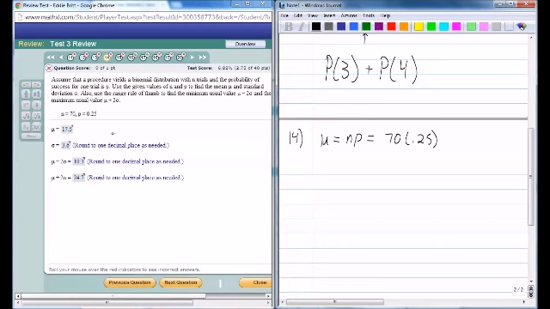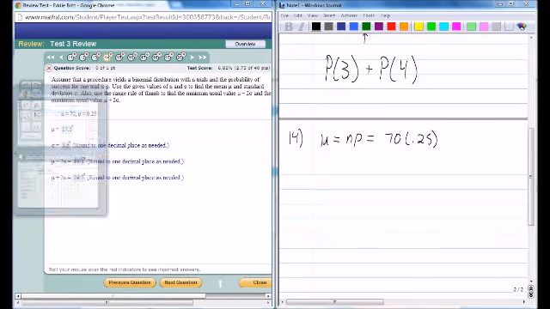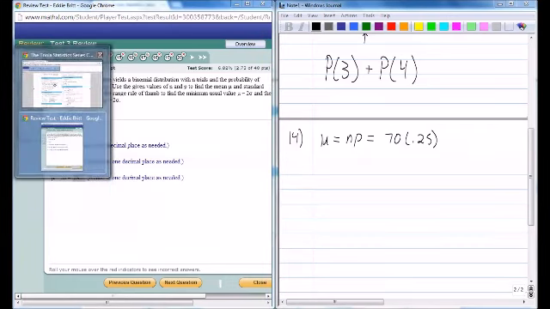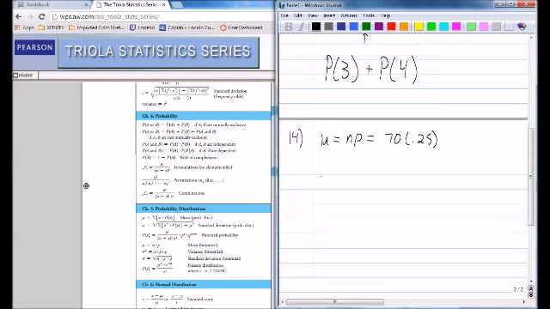Alright. This symbol right here, that's sigma, that's standard deviation. So we must have a formula for the standard deviation of a binomial distribution. We'll go back to our formula sheet. Here's the variance, and here's the standard deviation. The standard deviation is the square root of n times p times q. I like these formulas a lot better than the other sets we've looked at. They're definitely a lot easier to deal with.